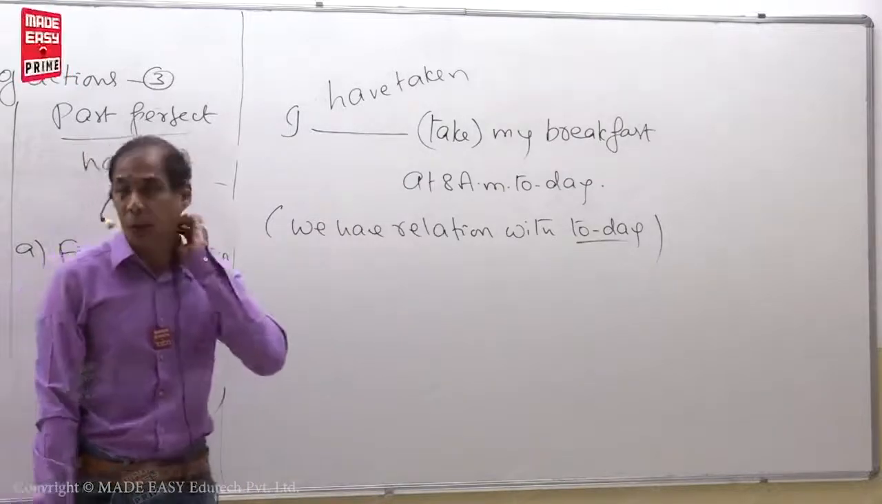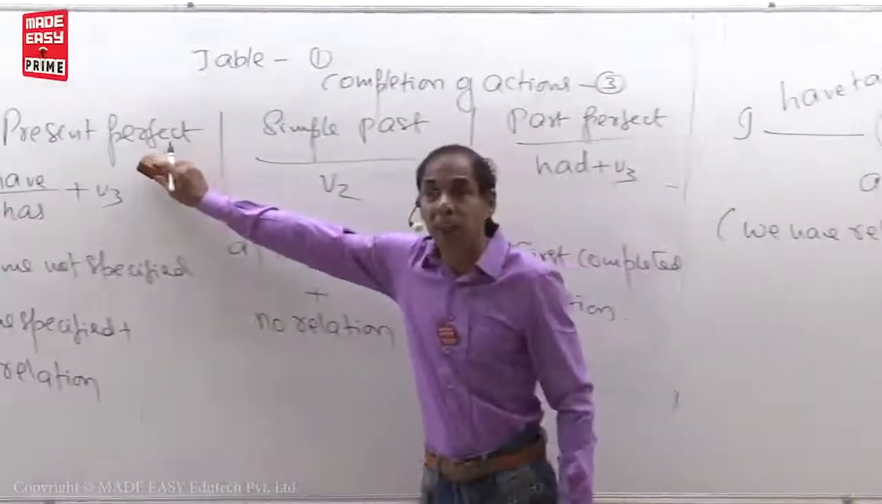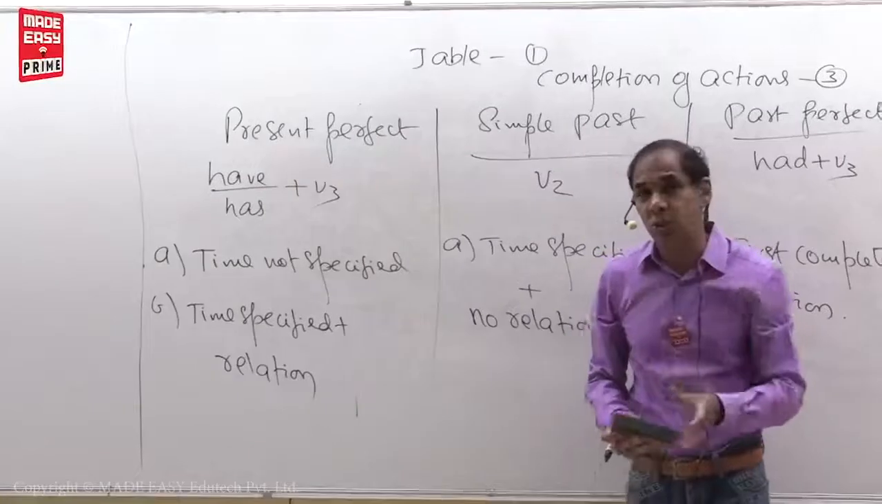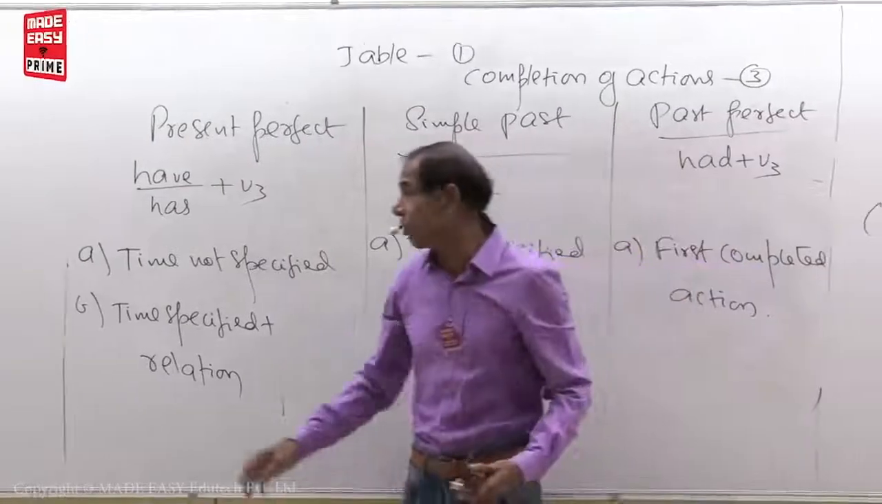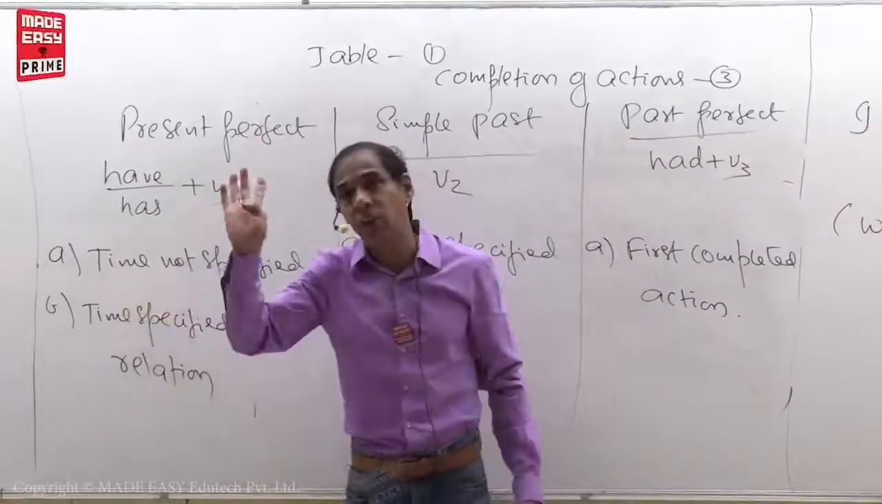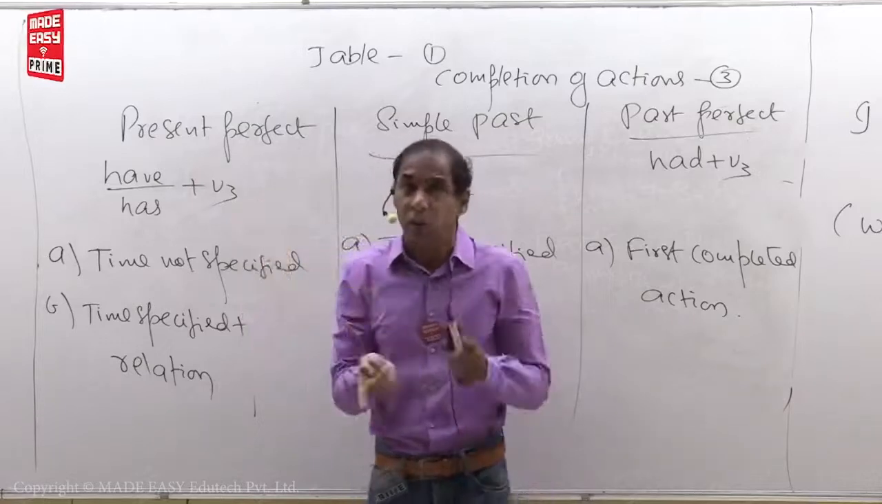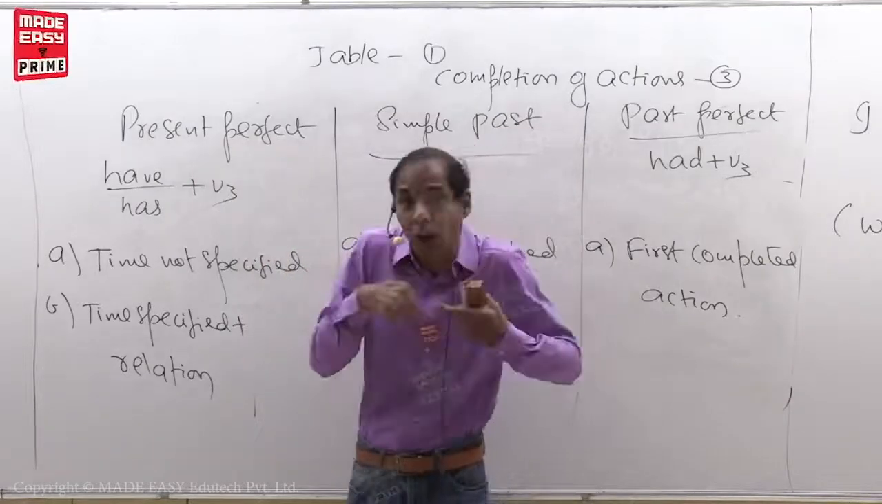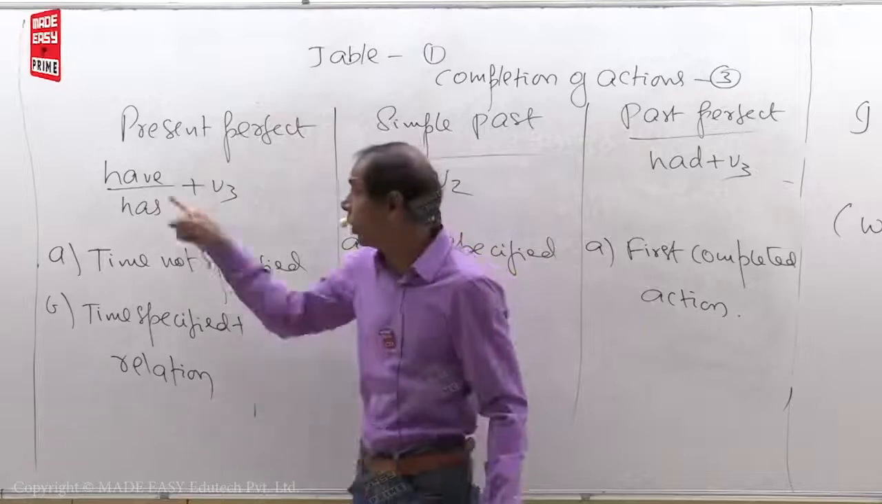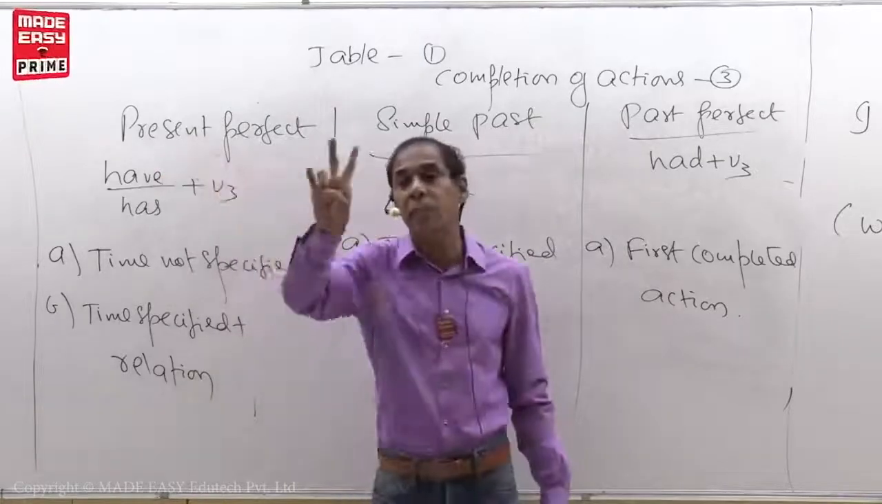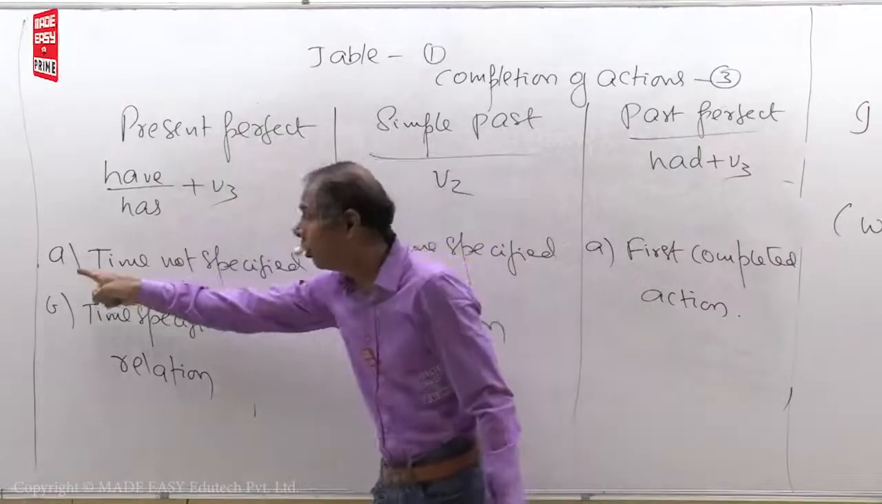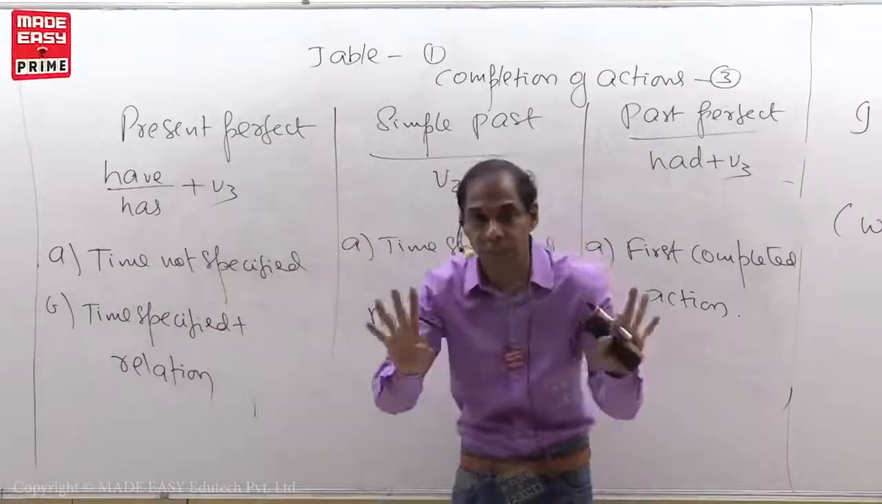Okay, my students. So, see, present perfect tense we can use in two situations. What are the two situations? One, when the time is not specified. Two, when the time is specified, if we have a relation with time, then also we can use present perfect tense. It means present perfect tense is used in two situations, right? Next.